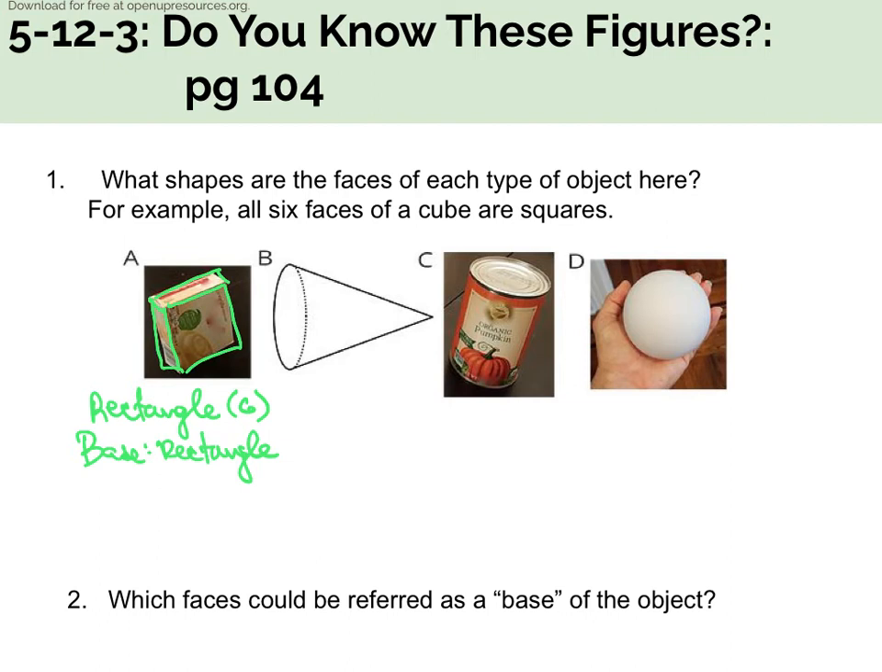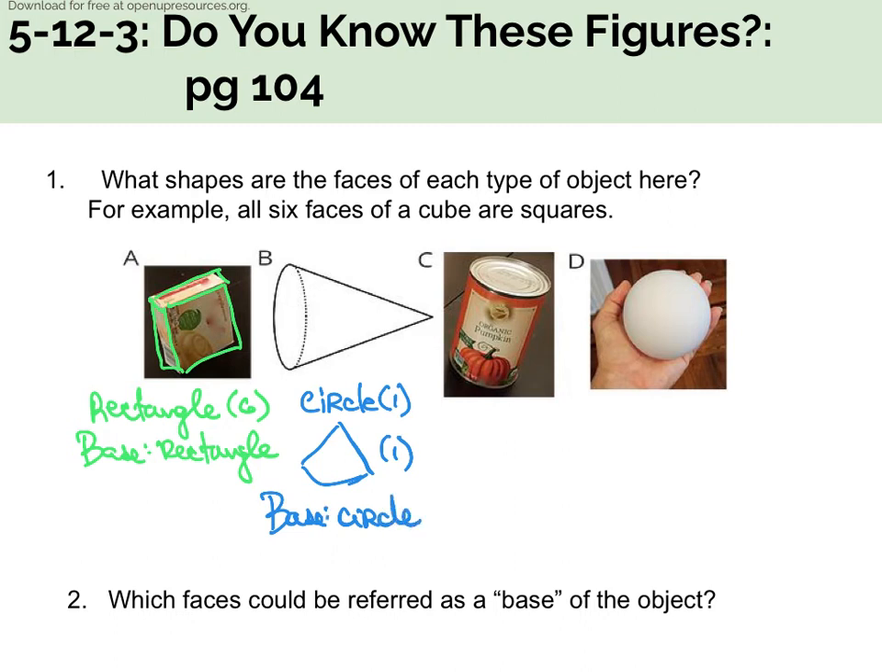All right, let's look at the cone. So the cone has a circle, and it has one of them, and that's kind of the bottom. And then if you cut along the cone, it actually looks something like this, and there's one of them. So the base is going to be that circle.